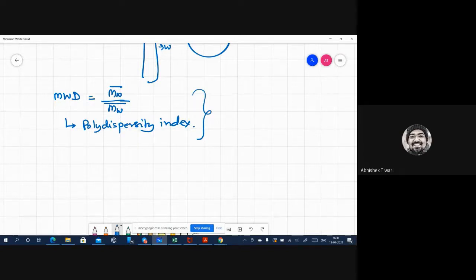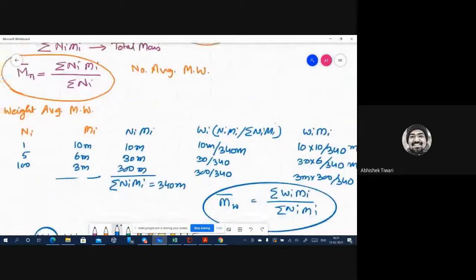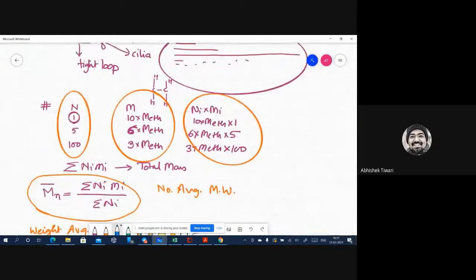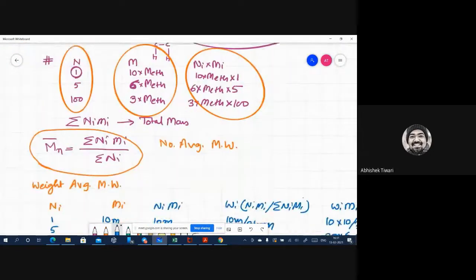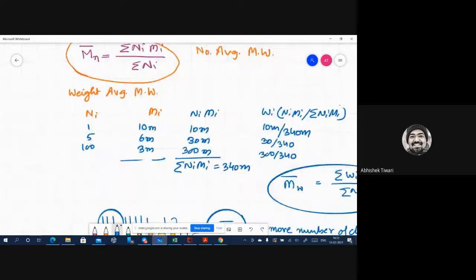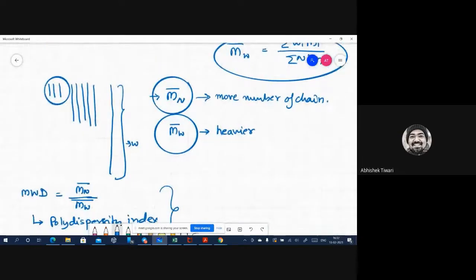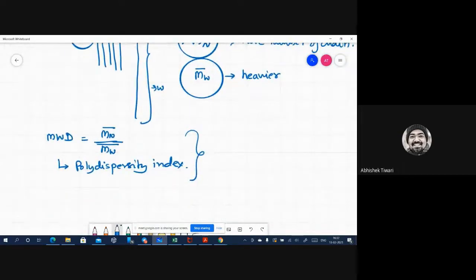So we will discuss in detail about this later on, but at this point of time, this concept should be clear to you: how can we define the molecular weight distribution of the polymer by number average molecular weight and weight average molecular weight, and what is the essence of these two, and what is molecular weight distribution and polydispersity index. Okay.